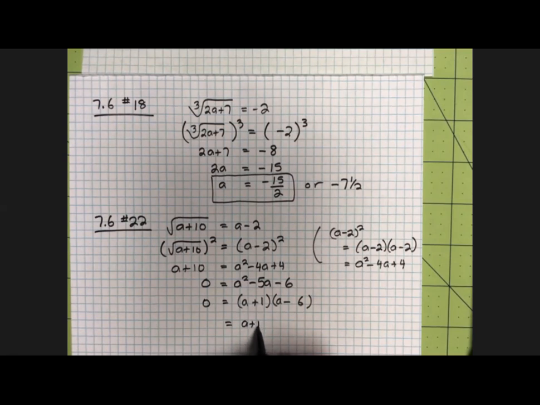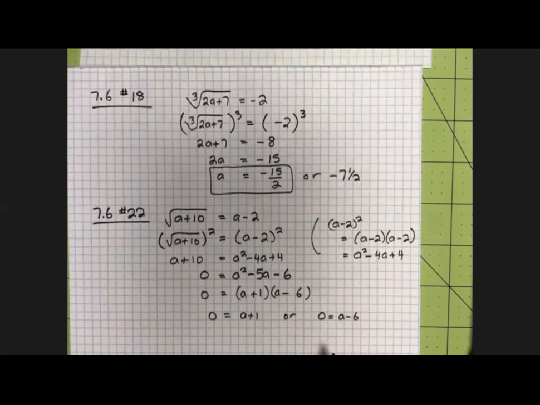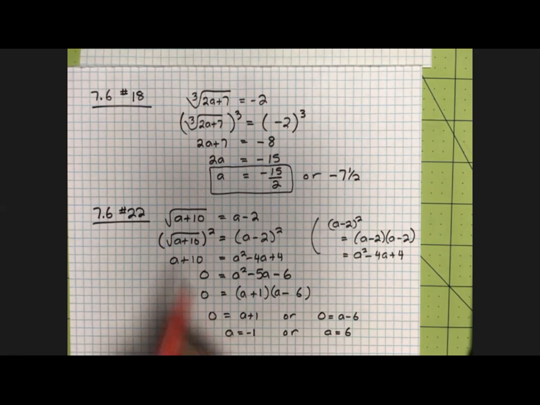So a plus 1 is 0, or a minus 6 is 0. A is minus 1, or a is 6. But now you're so proud that you did that work that you might just circle these and go on, and you'd be wrong. You got to check. Anytime you square both sides of an equation, you got to check. And in fact, one of these doesn't work.